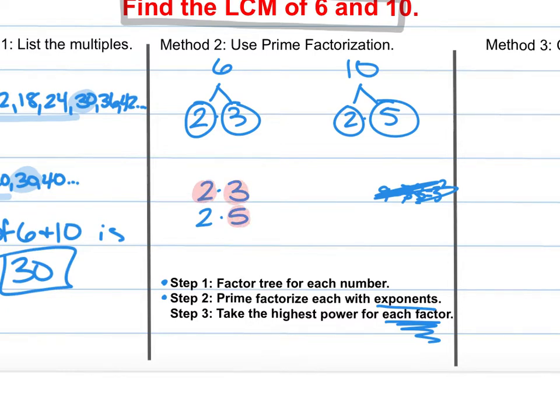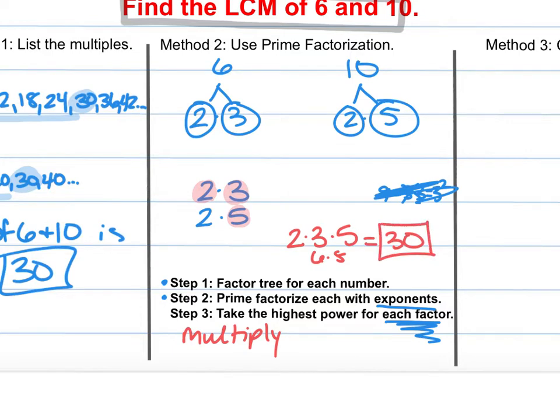So then what we're going to do, I guess we forgot to say that, we would need to multiply those together. So we're going to multiply 2 times 3 times 5, which is 30. So the least common multiple is 30. And I'm hoping when we get to some exponents, that'll be a little bit more clear too.